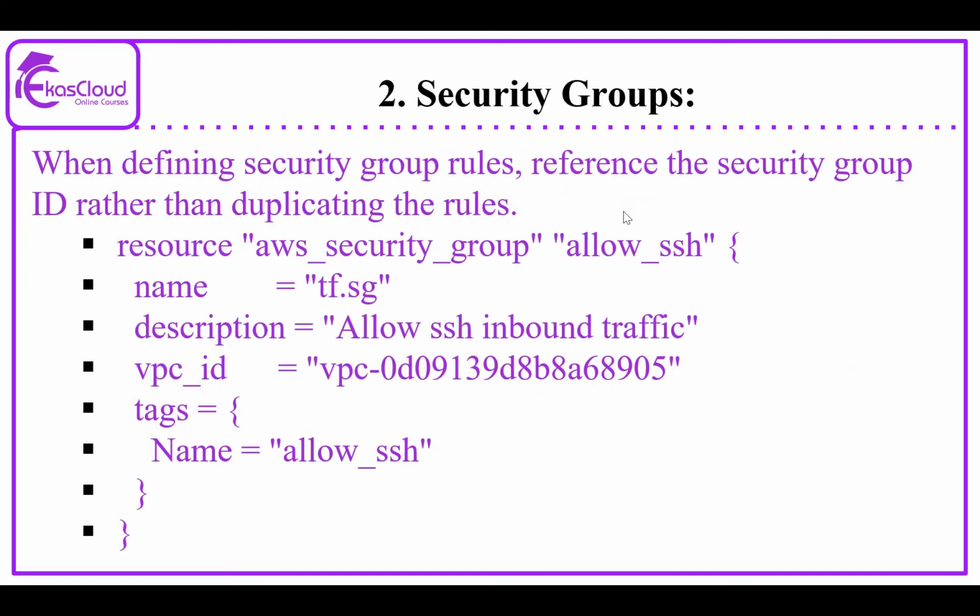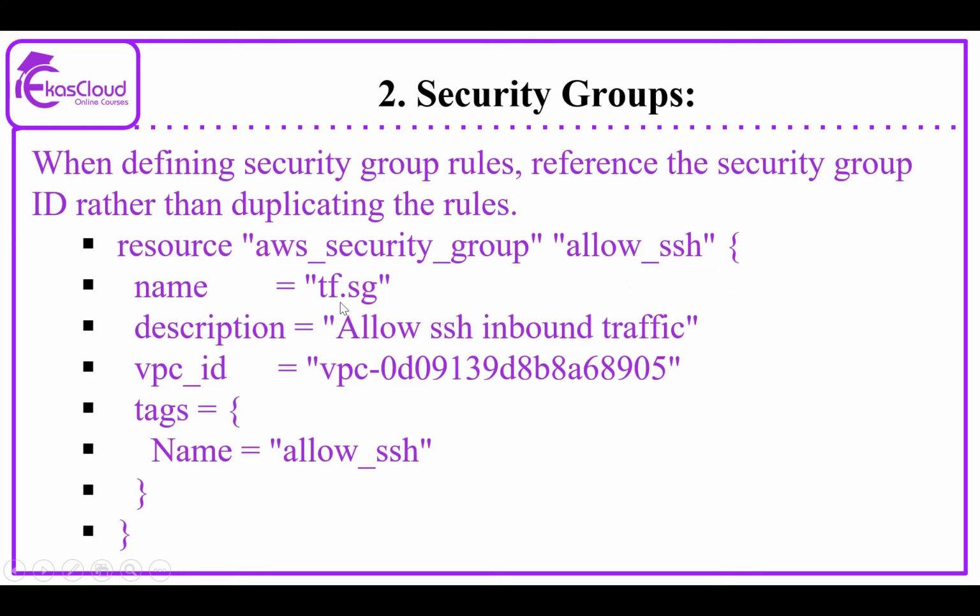Next, we are going to see security groups. When defining security group rules, reference the security group ID rather than duplicating the rules. This is a sample code of security group. You have to specify the keyword aws_security_group. This is the reference name. I'm going to allow SSH connection here.